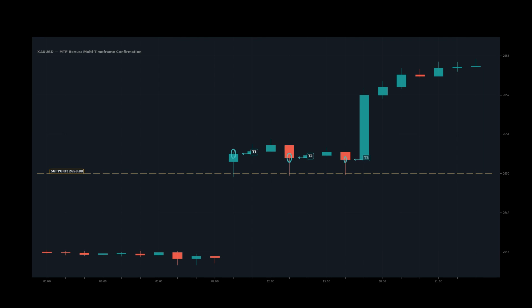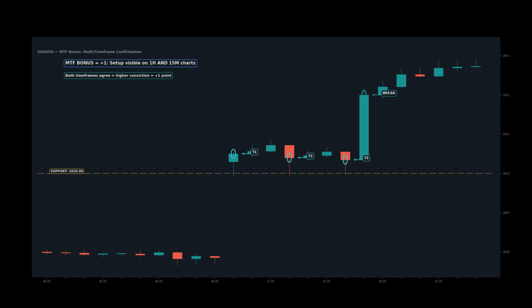The multi-time frame bonus adds 1 point when your setup is visible and confirmed on both the 1-hour and 15-minute charts. Here is the 1-hour chart showing the setup. The resistance level, the touches, the break, and the retest are all visible. Now switch to the 15-minute chart and you see the same pattern with even more detail. The individual touches are clearer. The break has more candles to confirm, and the retest shows precise rejection.